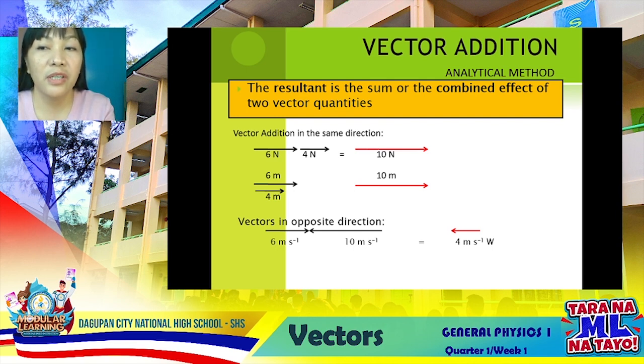In the examples given, simply subtract the magnitudes of the 2 vectors to get the resultant vector. So, 6 meters per second minus 10 meters per second is 4 meters per second in favor of the direction of 10 meters per second, which is to the left or westward.